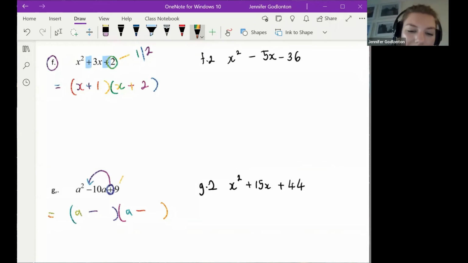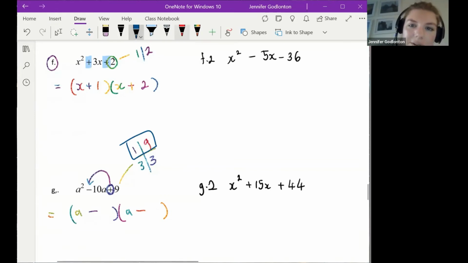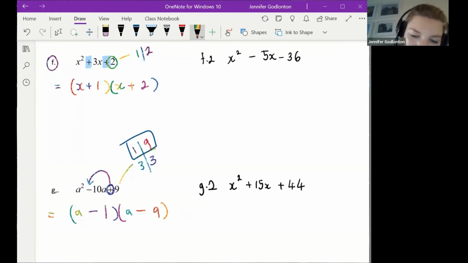Okay. And then we work with our factors of 9. So we've got 1 and 9 and 3 and 3. And of those factors of 9, how can we get 10? We say 9 plus 1. Good. These two over here. So we're going to have minus 1, minus 9. Excellent. Nice job.